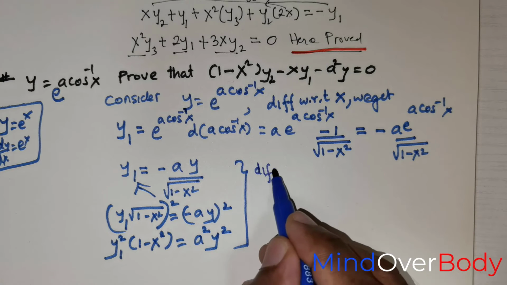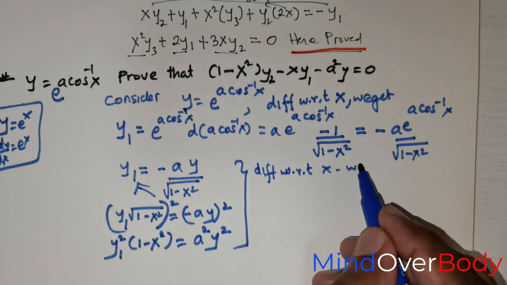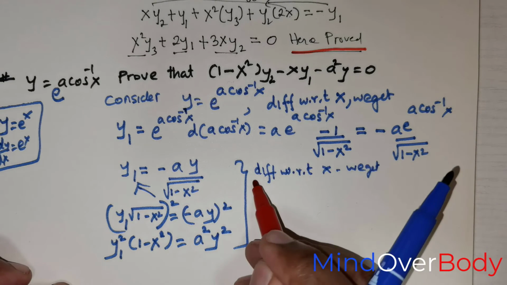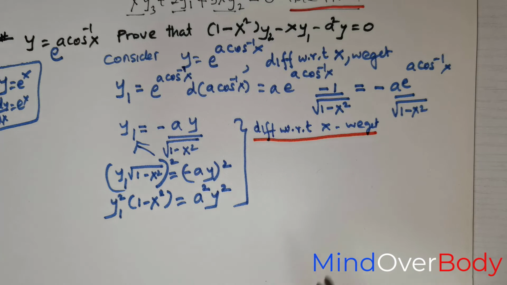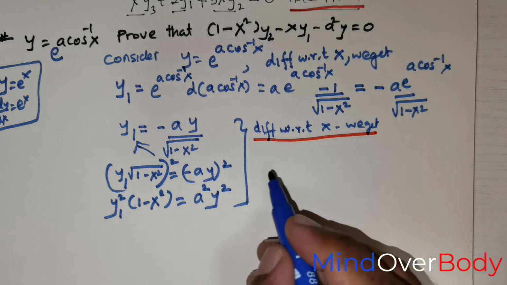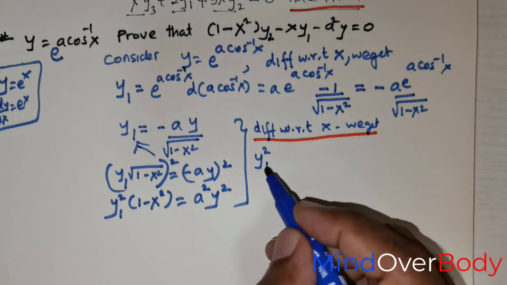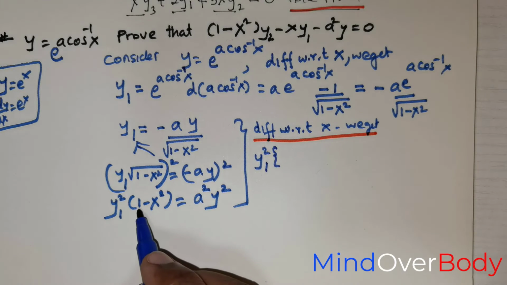So now differentiating with respect to x we get. So let me just mark it with a red line. Now this is uv, right? So it's going to be y squared, in other words y1 squared. Now I need to differentiate 1, that's 0.